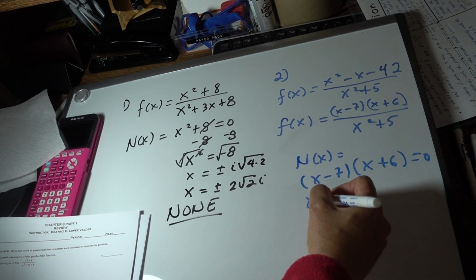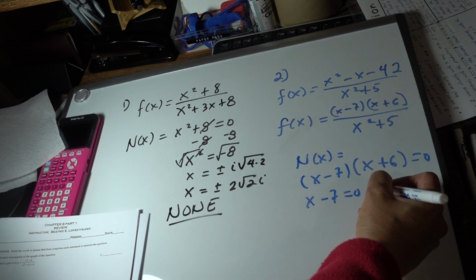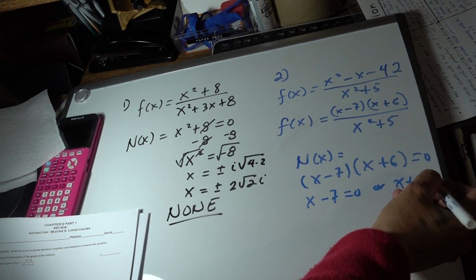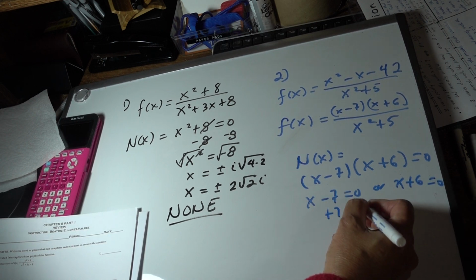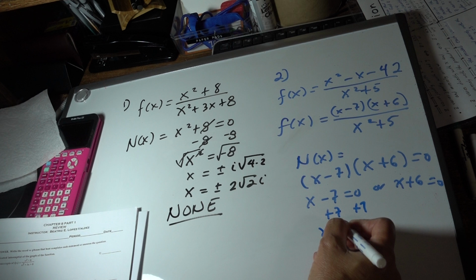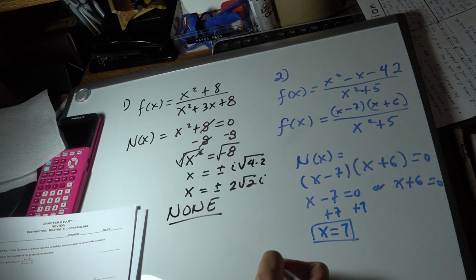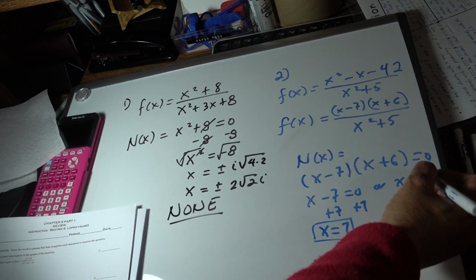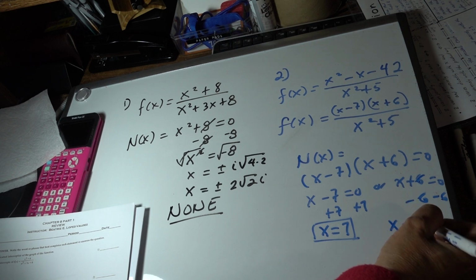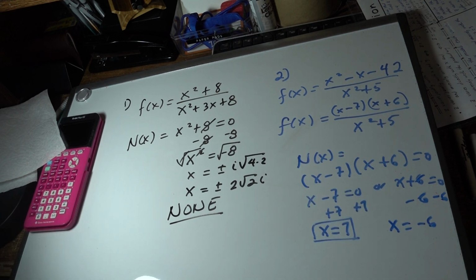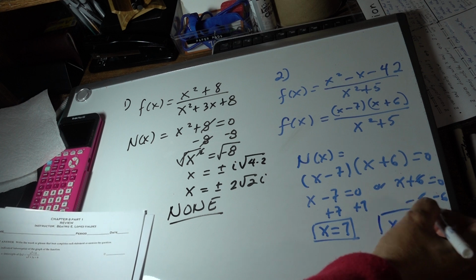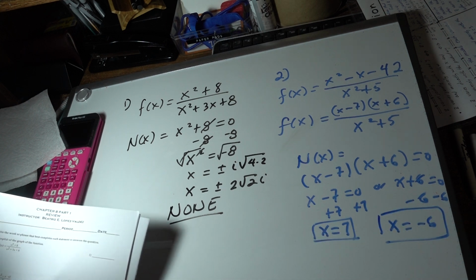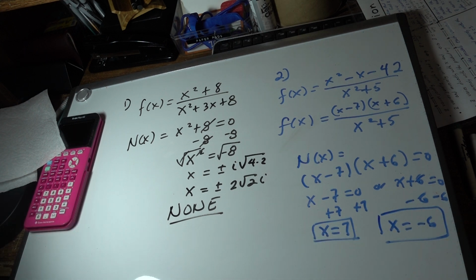So from here, x minus 7 is 0, or x plus 6 equals 0. Adding 7 to both sides, you obtain x equals 7. That's one X-intercept. Subtract 6, x equals negative 6 is the second X-intercept. And that's the problem.